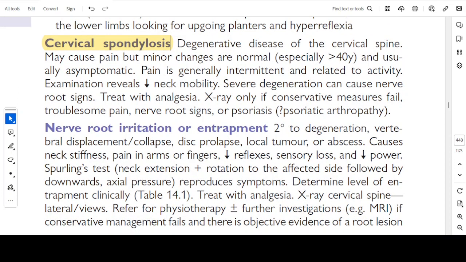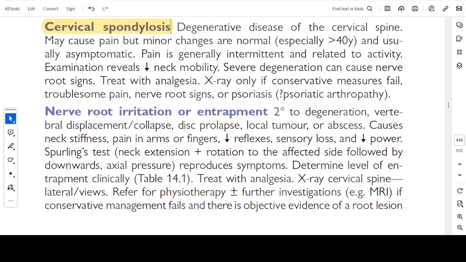Cervical spondylosis. Degenerative disease of the cervical spine may cause pain, but minor changes are normal, especially over 40, and usually asymptomatic. Pain is generally intermittent and related to activity. Examination reveals reduced neck mobility. Severe degeneration can cause nerve root signs. Treat with analgesia. X-ray only if conservative measures fail, troublesome pain, nerve root signs, or if psoriatic arthropathy is present.